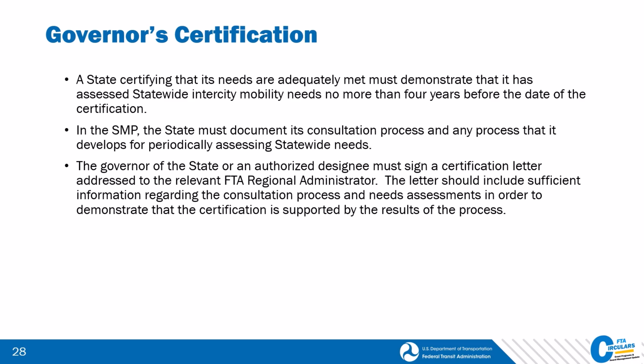In the SMP, the state must document its consultation process and any process that develops for periodically assessing statewide needs. The governor of the state or authorized designee must sign a certification letter addressed to the relevant FTA regional administrator. The letter should include sufficient information regarding the consultation process and needs assessments in order to demonstrate that the certification is supported by the results of the process. FTA will evaluate evidence that the state has followed its process in state management reviews approximately every 3 years.